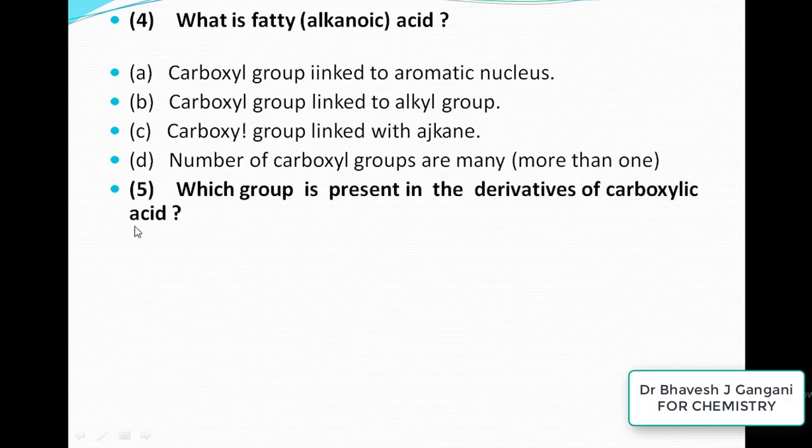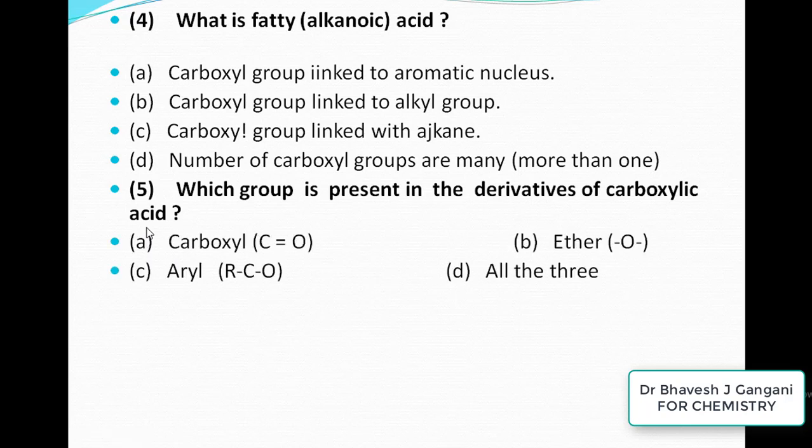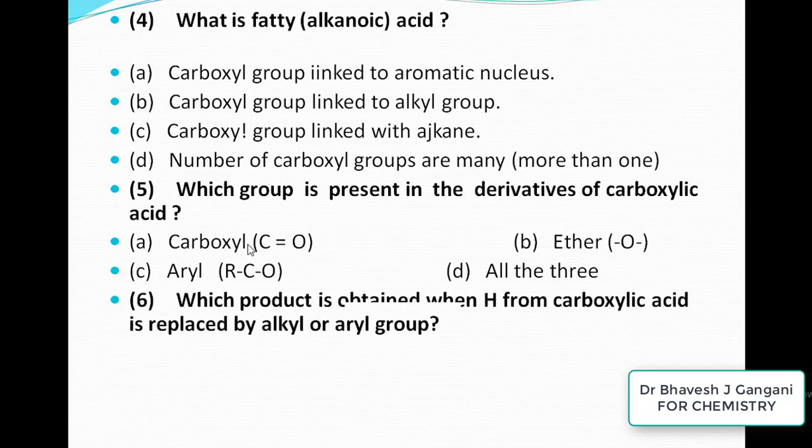Now question number 5. Which group is present in the derivatives of carboxylic acid? Which are considered as a derivative of carboxylic acid? Now carboxylic acid contains a carbonyl group. Carbonyl group will be present, or carboxyl group will be present. C double bond O and OH will be there. So the answer of the fifth question is A.